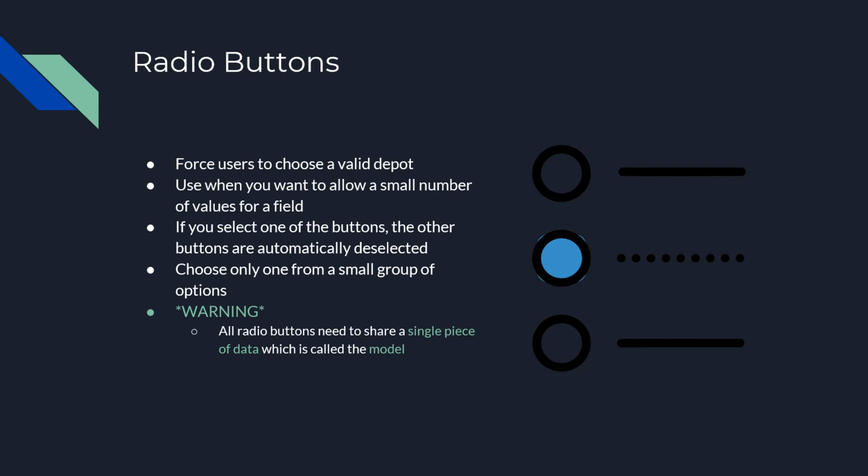However, a warning to be shown to the users of radio buttons is that all radio buttons need to share a single piece of data, which is called the model.